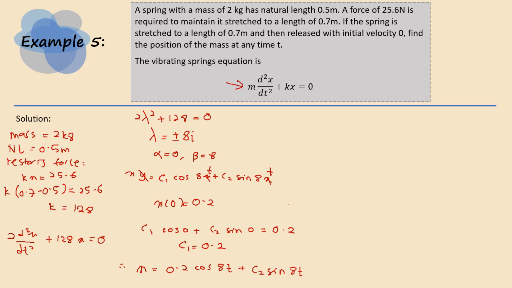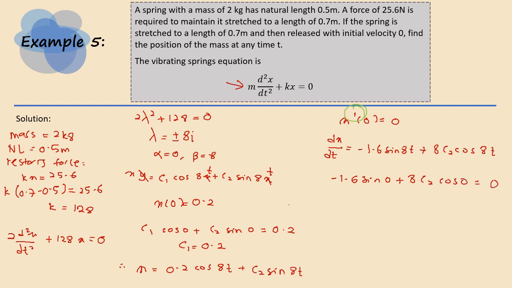Second initial condition, we have x prime 0 is equal to 0. We can see we have a prime here. That means we need to differentiate our equation. So differentiating the equation, we have dx over dt equal to 8 times 0.2, minus 1.6 sin 8t plus 8c2 cos 8t. Substitute the initial condition, we have minus 1.6 sin 0 plus 8c2 cos 0 is equal to 0. So c2 is equal to 0. Then our particular solution is x is equal to 0.2 cos 8t.